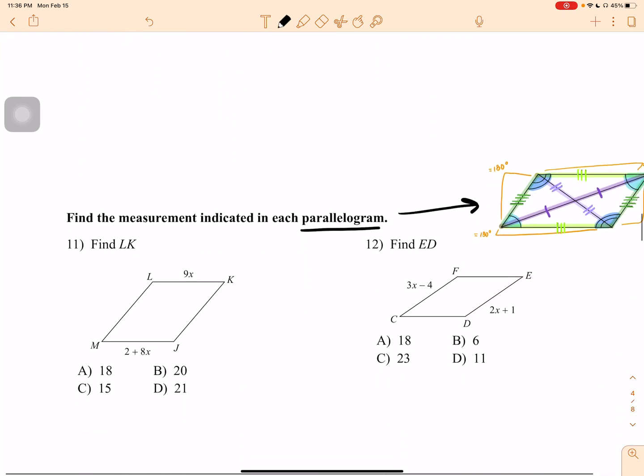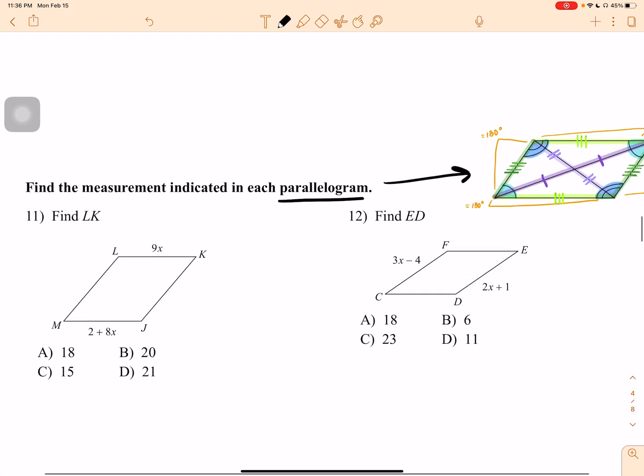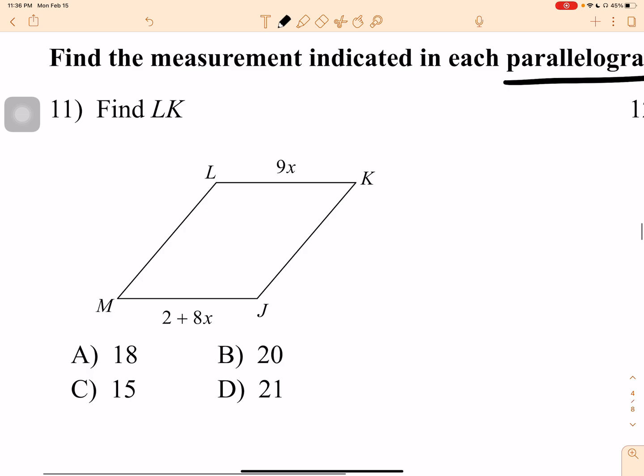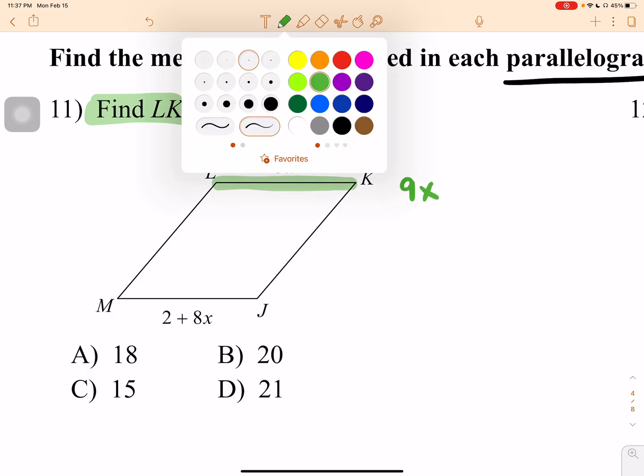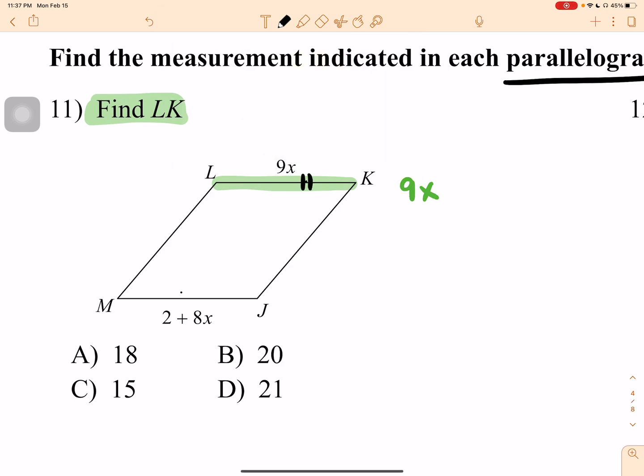All right, here's parallelogram again. All right, now it's getting more specific. You solve for x and then you find the measure of a side. Okay, so it says here, find LK. LK is this top side here. So I know it's 9x, right? But that doesn't give me enough info. I need to know what x is. But I do know that this side LK is equal to this side MJ. So this is equal to 2 plus 8x. And now I can solve for x.